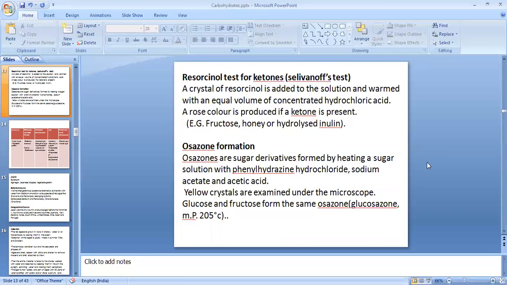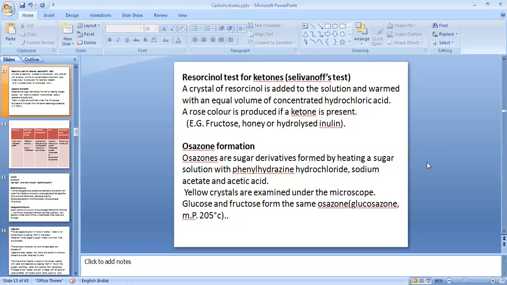And next one is your osazone test. We are not going to perform the osazone test as far as our pharmacognosy is concerned. You might have done it in your biochemistry. That is nothing but the sugars are differentiated by the different formation of crystals. That is the osazone derivative formation.